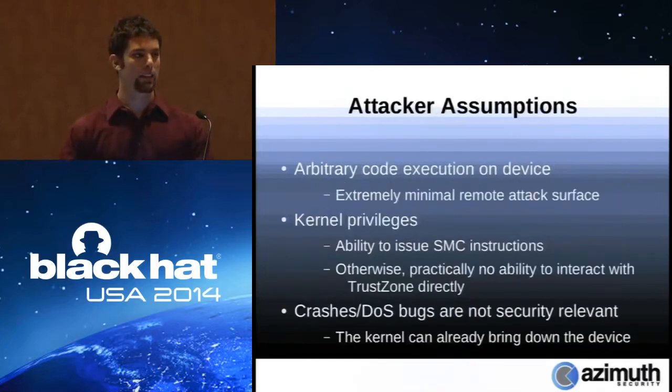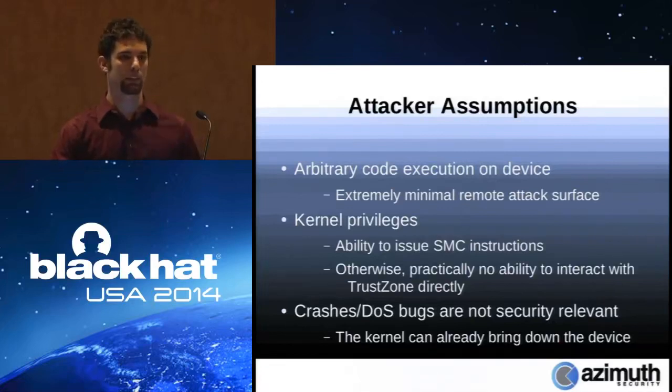Having enumerated this attack surface, I wanted to be clear about what my assumptions were about the capabilities an attacker would need to possess to perform an attack on TrustZone. So for today's research, I wanted to assume that we had arbitrary code execution on the device already. And this is really just for practical reasons, because there's essentially no remote attack surface for most real TrustZone implementations. It's very difficult to imagine a sane use case where the TrustZone kernel on a phone needs to receive data directly remotely. That having been said, we also want to assume that the attacker has kernel privileges on the device.